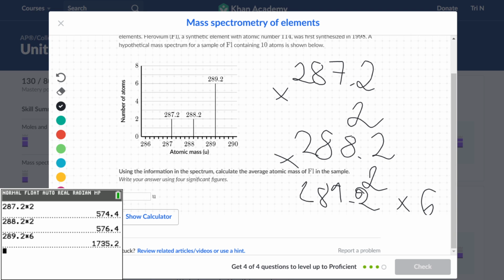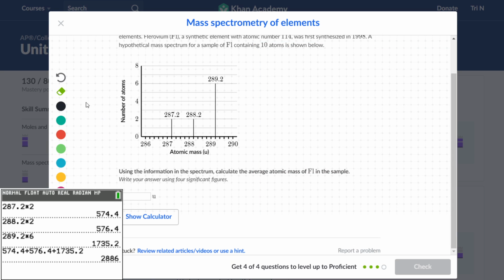So we have 574.4 plus 576.4 plus 1735.2. And if we put it into our calculator, the final answer we should have is 2,886. So we have the total, which is 2,886. Let's write it down. 2,886. And now we're going to divide it by the total quantity of atoms. So we have 10 atoms.